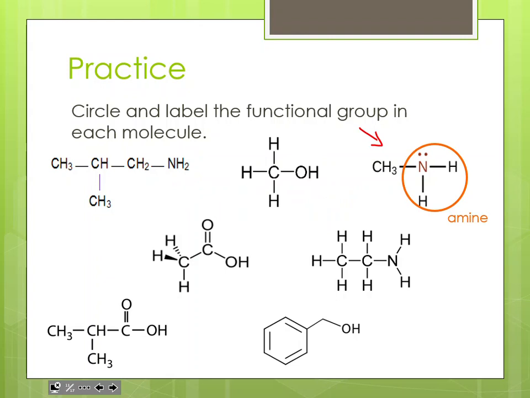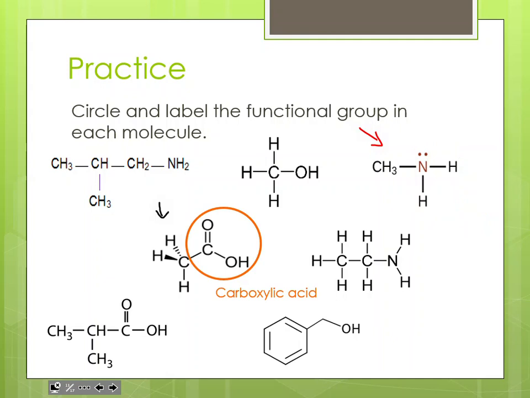Now let's look at this one in the middle right here. What do we see there? We see an OH, but what also do we see? We see the other oxygen double bonded to the carbon. In that case, what do we have? Carboxylic acid. Very good. So that one, you would circle the COOH. So the C double bonded to the O with the OH, and that would be your carboxylic acid.